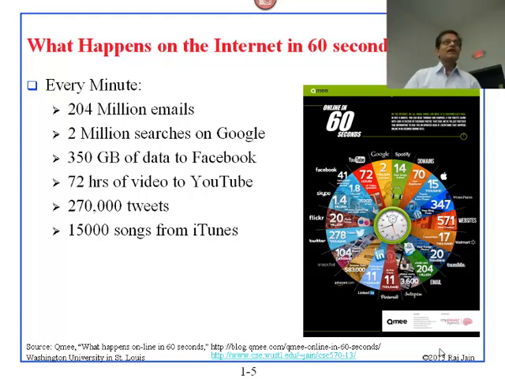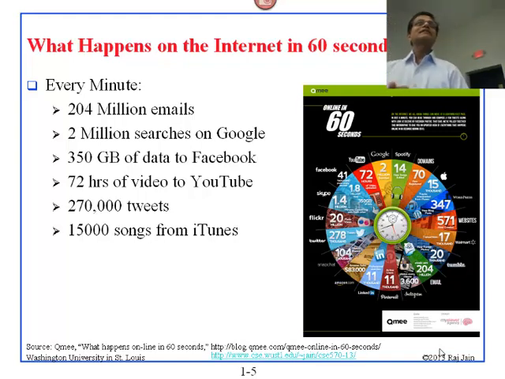Life is very fast. In fact, in 1 minute, 60 seconds, 204 million emails are sent. Now, you can't keep up with your email. This is because of the internet. It's because so many of them come to you every minute. 2 million searches are done on Google. We live on Google, most of us.